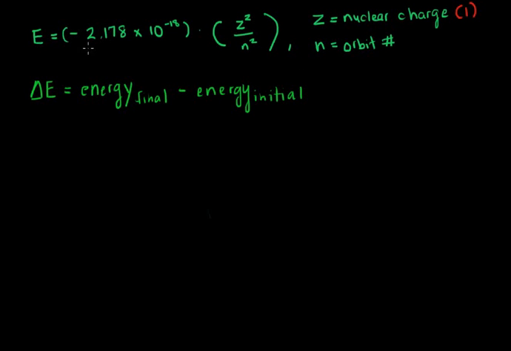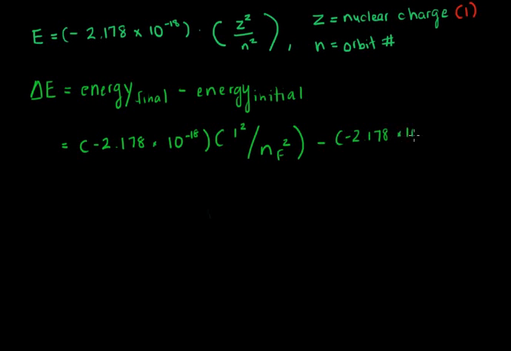And now we can plug in this expression here for energy into our final minus initial calculation. So we get something like this. Energy final is negative 2.178 times 10 to the negative 18 times 1 squared, 1 being our nuclear charge, divided by n final squared, minus negative 2.178 times 10 to the negative 18 times 1 squared divided by n initial squared. And now we can simplify this.